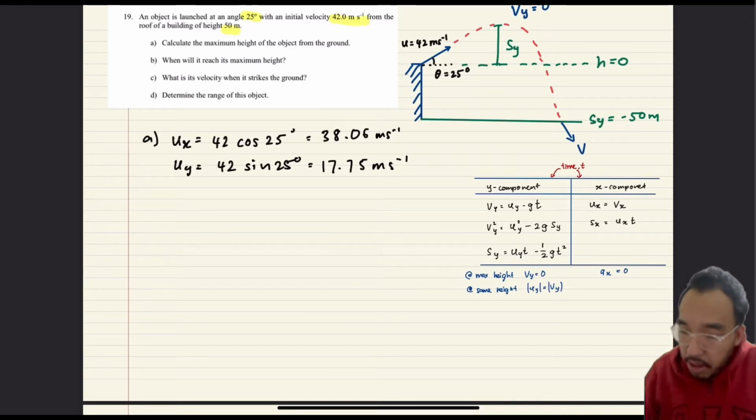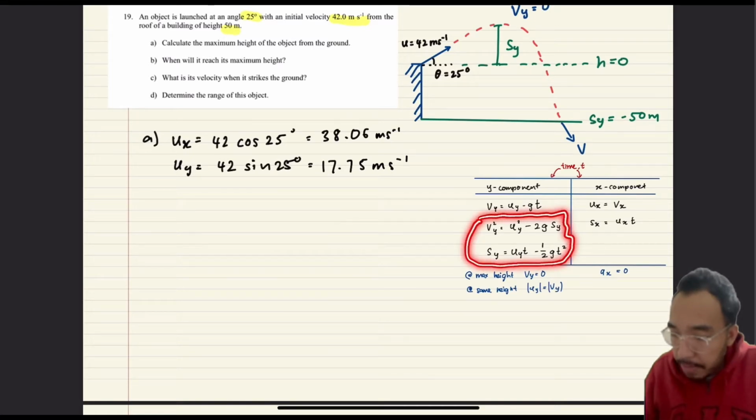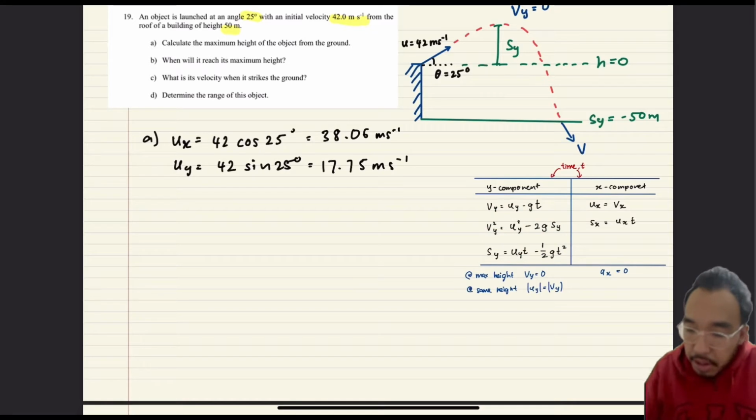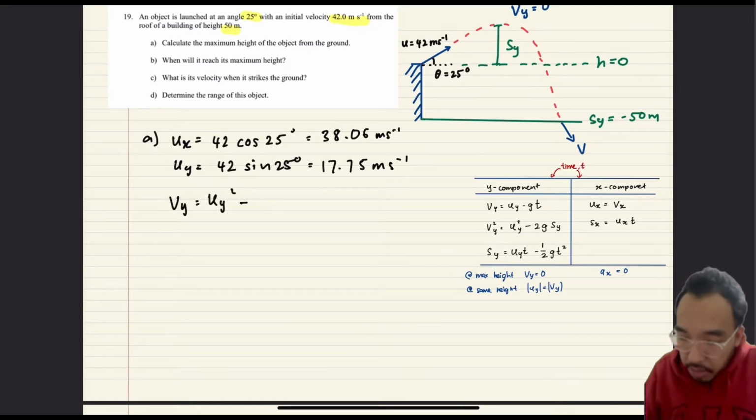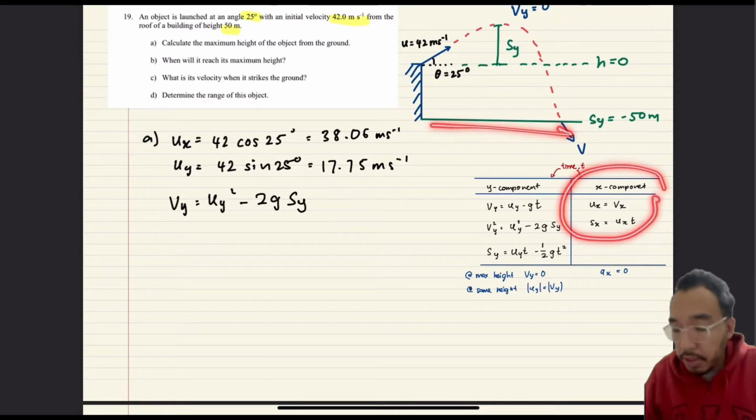Okay, now I do have my uy and I want to find my sy. So it's added these 2 equations. But time is not given, so I can cancel out this one, that one, so you're left with this one. Okay, so Vy squared equals to uy squared minus 2g sy. Remember, the reason why I choose this part is because we are talking about the y component's distance. If you are talking about the x component, then you have to choose the equation from the x component.